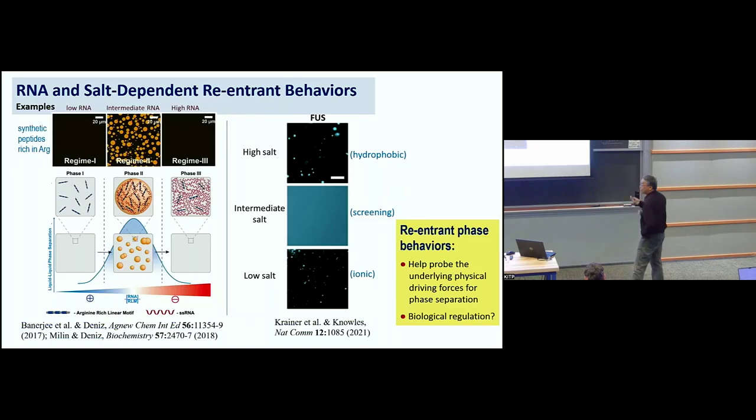And here is an impressive work done by some people in the room, looking at 6 proteins. In these cases, if you have no salt, you have phase separation, and then with intermediate salt, you don't have phase separation, but with high salt, you again have phase separation. So why are we interested in this? Because this is a good way to probe the physics of phase separation, and perhaps it can also lead to some understanding of signaling.